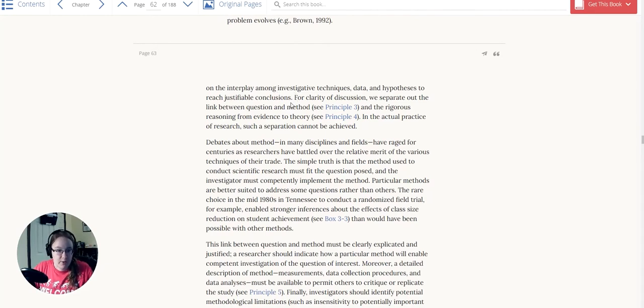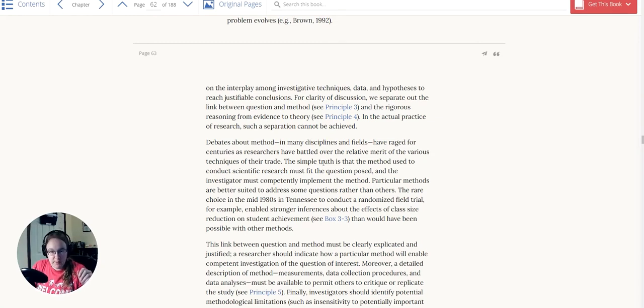For clarity, we're going to separate 3 and 4, but in the real world they don't get separated all that much. Three is all about questions and methods and the link between the two. Four is about the reasoning from evidence and how that connects to theory. In actual practice, when you're doing research, you don't end up getting these things separated. They're very strongly connected together. But here, it's a very good idea to look at them separately, because they're both really, really important.